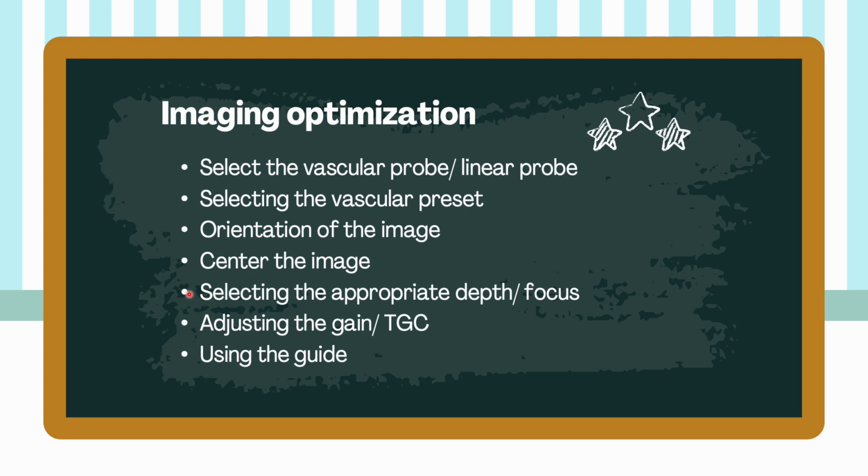With regards to gain, it functions to change the overall strength of the returning echoes, and it functions as an amplifier, making the image brighter or darker. Adjust the gain so that the fluids look anechoic or dark, and contrast appropriately with the solid or hyperechoic structures in your image.